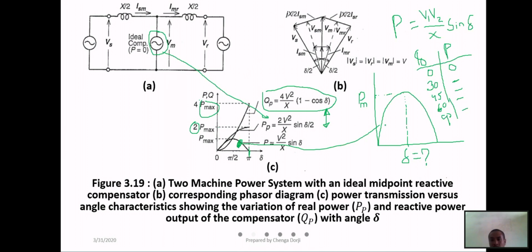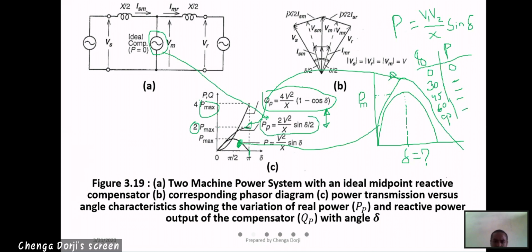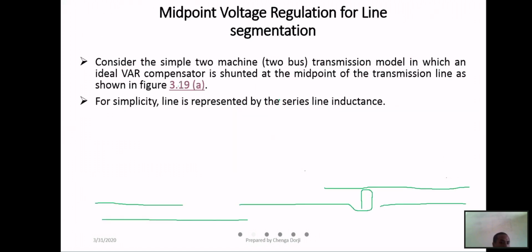Now when you use this shunt compensation, it will increase like this. This is the case for Pmax. When you plot for this, with shunt compensation you see the active power is almost doubled, but the demand for reactive power has also increased.